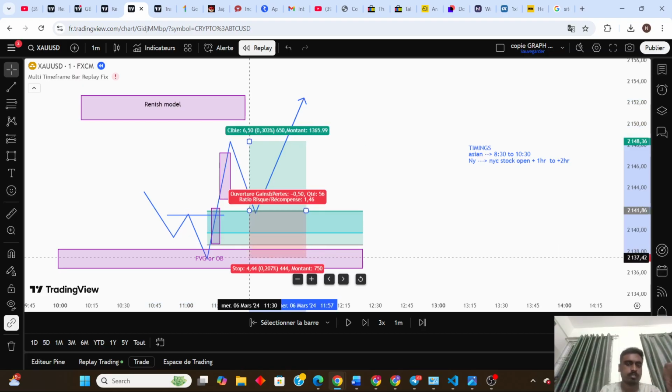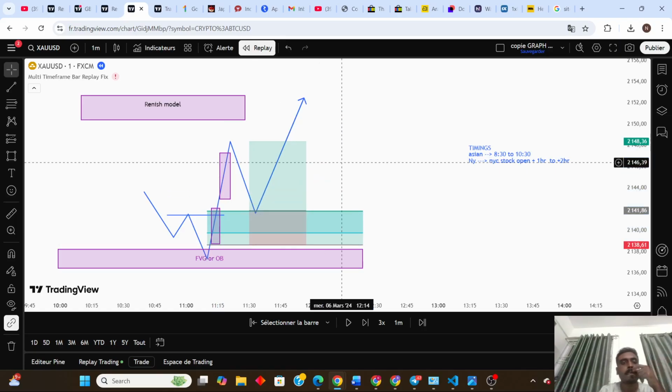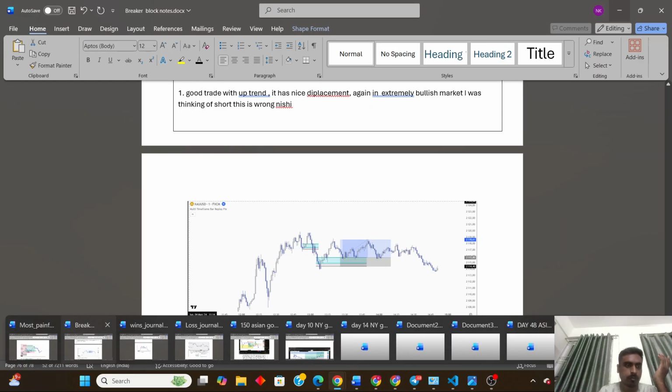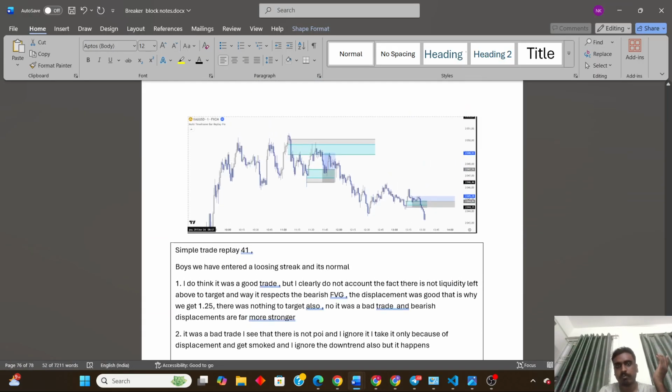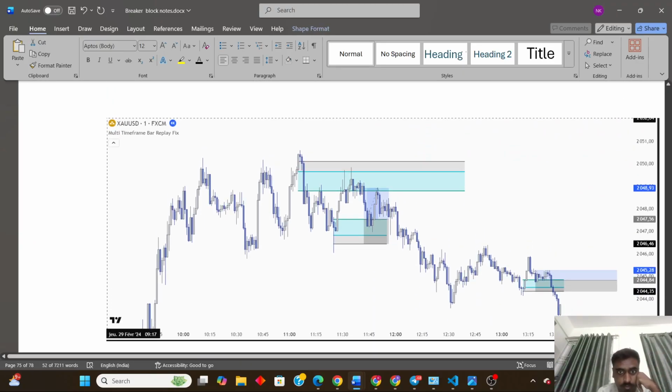You can, if you want to be safe, do this. But this is also safe. Get it? And also there should be liquidity above to target. Like, I will show you my mistakes. I am also developing this model currently. It's in the development phase.